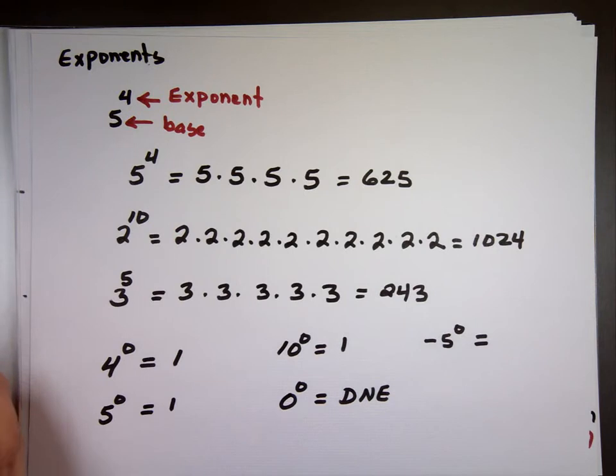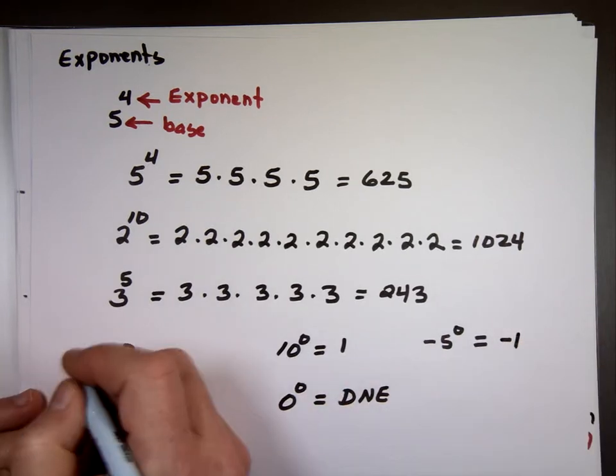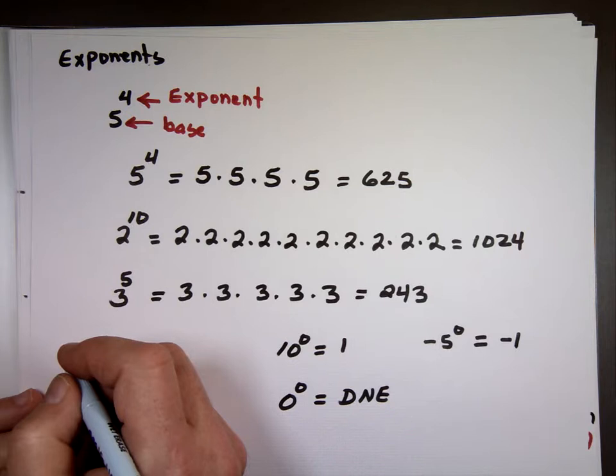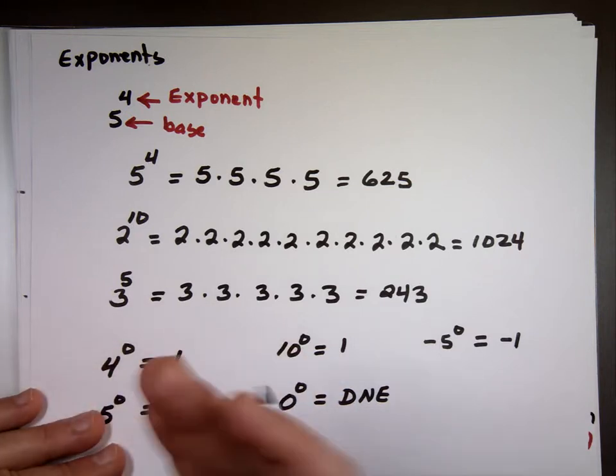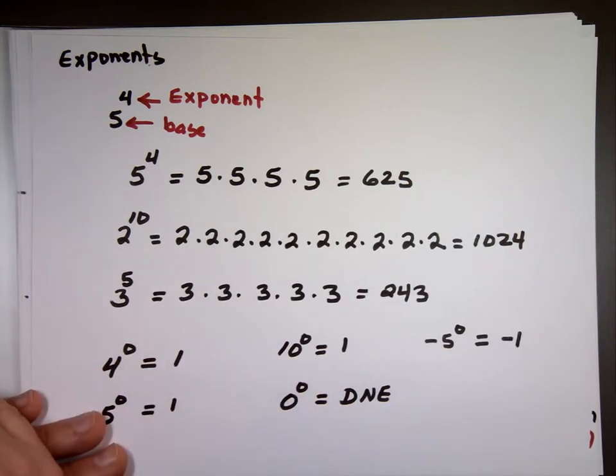I heard it's a 1. Anyone second that? Okay, you're both wrong. That's actually a negative 1. I just finished saying anything to the power of 0 is 1. Well, there's no multiplication, it's just a number.